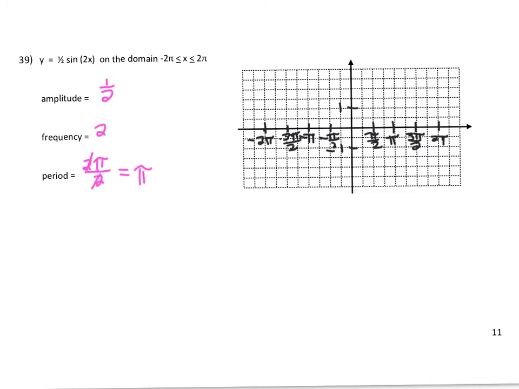Okay, so now I numbered my axes, right? And I did it according to, they told us to go from negative 2 pi to positive 2 pi. And then my amplitude is 1/2. Now I didn't put 1/2 on there, but I put a 1 on there. So we know half would be 1 box up instead of 2 boxes up.